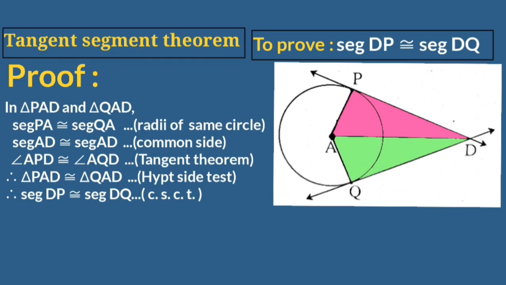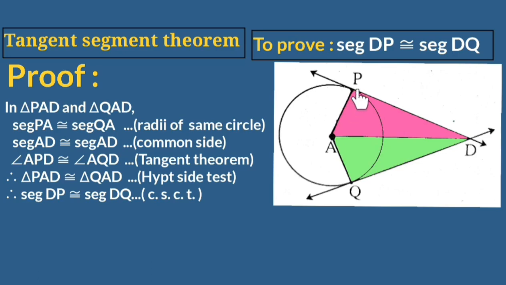segment PA is congruent to segment QA. Reason: radii of the same circle. PA and QA are the radii of the same circle. Also, segment AD is congruent to segment AD. Reason: common side. Segment AD is the common side of both these triangles.